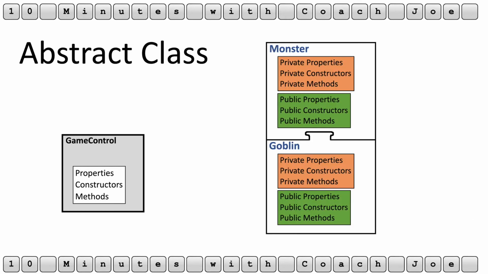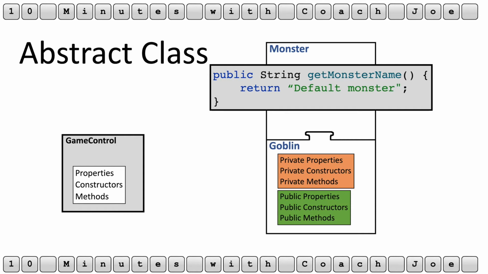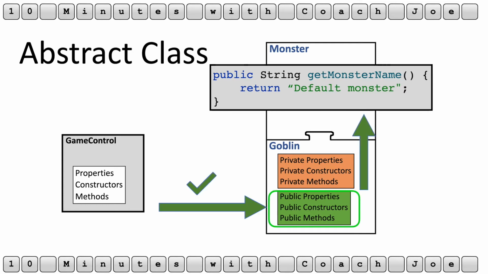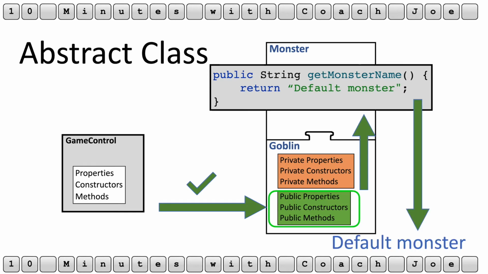Another example of code reusability is an abstract Monster parent class method called getMonsterName. For this method, the value default monster is returned. When the GameControl class calls the Goblin child class for getMonsterName, the value default monster is returned.